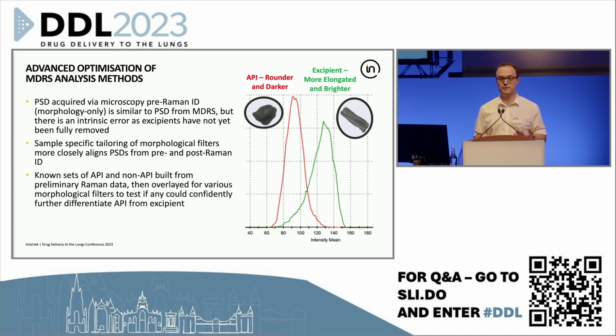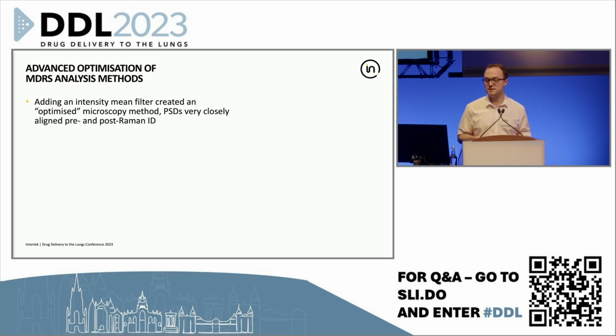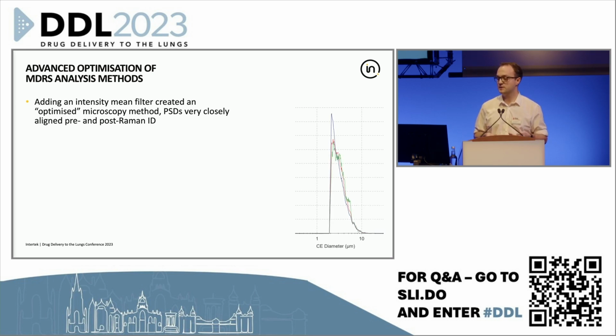It is a subtle difference, and you can see those populations overlap. However, they are separated enough so that you can cut out a significant proportion of the excipient particles whilst keeping all of the API population. And so we added an intensity mean filter to the analysis, creating what we're going to call an optimized microscopy method. And so then the PSDs you get pre and post Raman ID now very closely align.